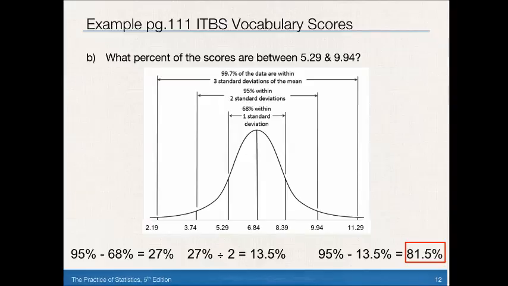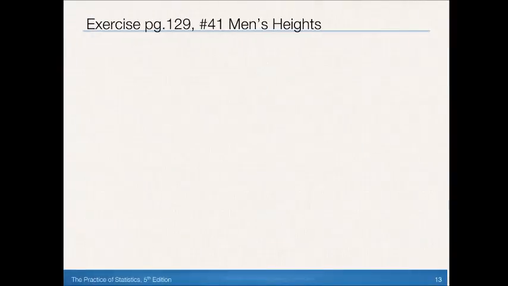So let's take a look at a different problem on page 129 of your book, number 41. And this is about men's heights. The distribution of heights of men, adult American men, is approximately normal with mean of 69 and standard deviation of 2.5. Draw an accurate sketch of the distribution of men's height. Be sure to label the mean as well as the points 1, 2, and 3 standard deviations away from the mean on the horizontal axis.